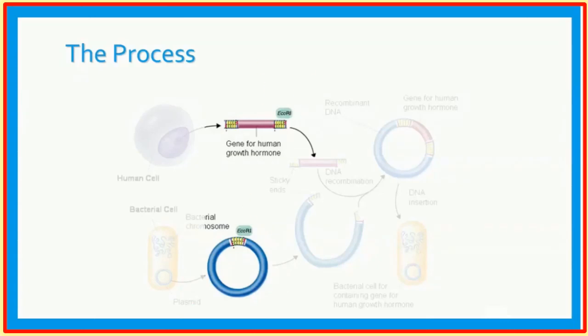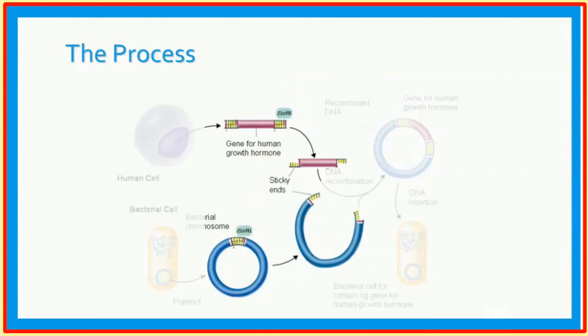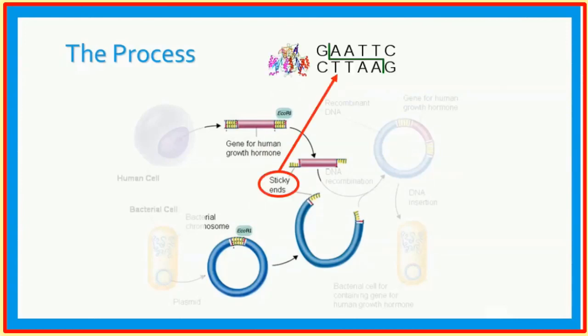Enzymes are applied next. The enzyme here is EcoR1. Remember, enzymes act as scissors, cutting the DNA at a specific sequence. The cuts from the enzyme create sticky ends, or overhangs in the DNA. The sticky ends on the human gene fit into the sticky ends on the plasmid because they were cut by the same type of enzyme.